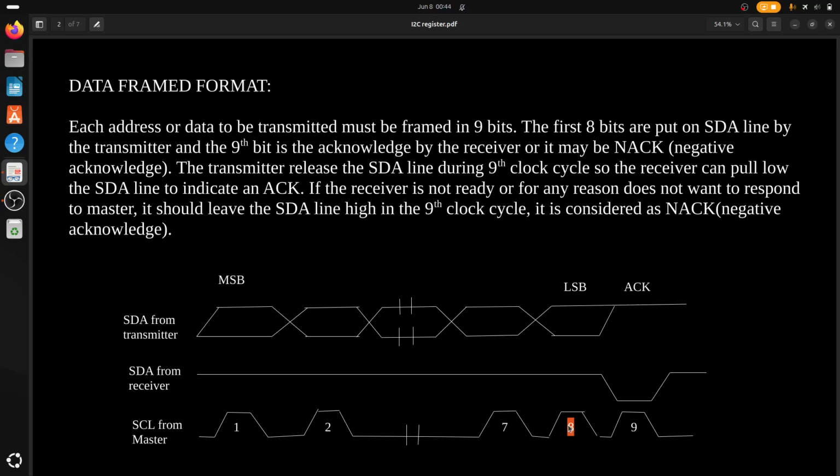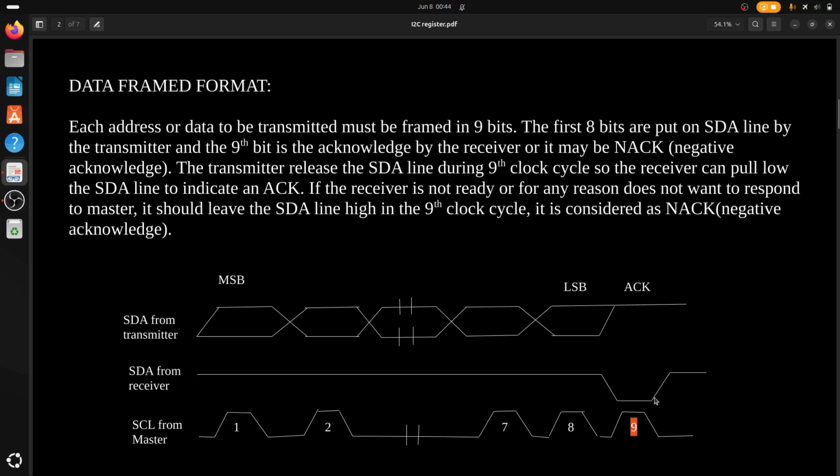And the acknowledgement bit, which pulls the SDA line low to indicate that the selected device is ready to receive the data transmitted by the master, all this process is done in the 9th clock cycle.